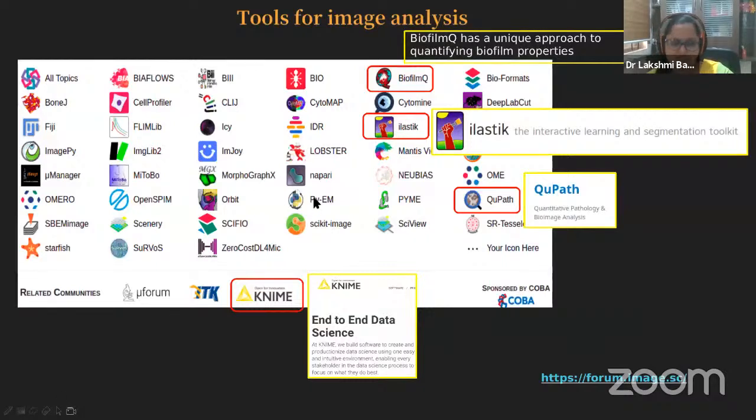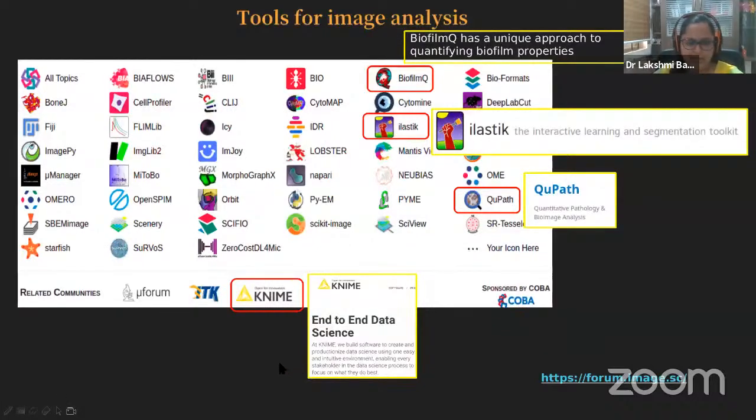You have something called SpyEM, which will work for EM images. And you have some other tools also to work for EM images. So for example, biofilm: if you have more images on biofilm properties to quantify them, you have a separate tool. Elastic is a tool which brings in a very simplistic graphical user interface machine learning toolkit to work on the images.